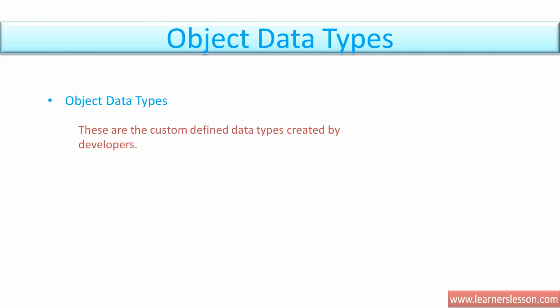And lastly, we have the other classification of data types, which is object data types. Object data types are such kind of data types which are custom defined and are actually created by the developers. So we don't have to bother about this for now. When we will be learning about classes and objects, we will be learning more about it. So that was all about variables.